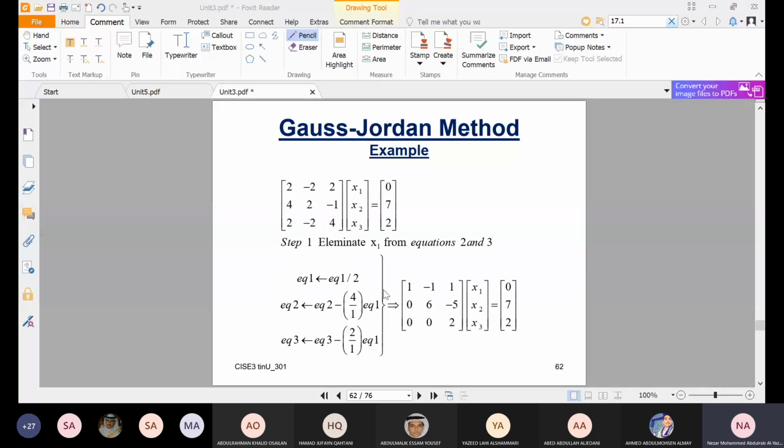Yes. Doctor. Yes. Here, can't we swap between the rows and multiply, for example, as a shortcut? You mean to do swapping, interchange between the rows?